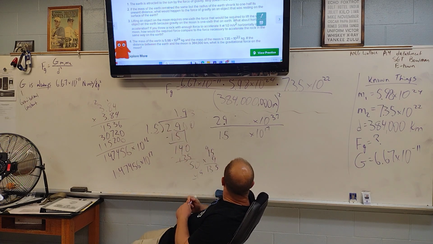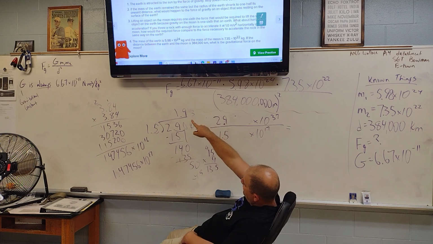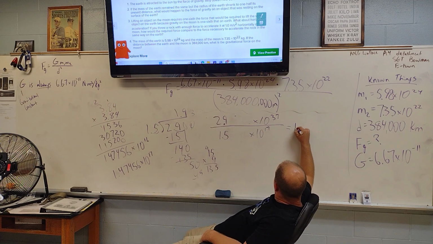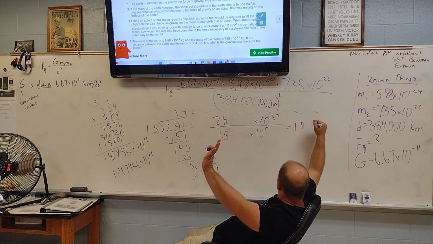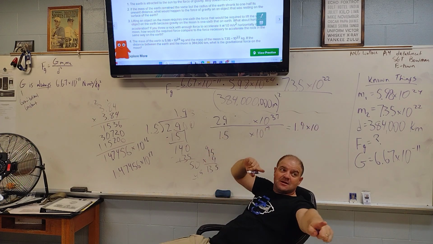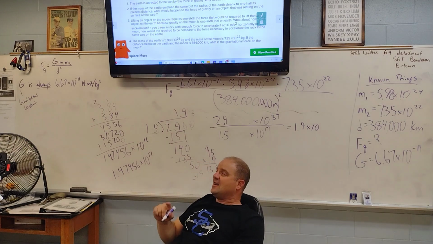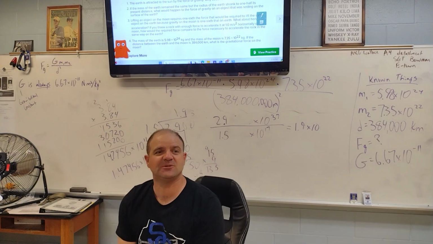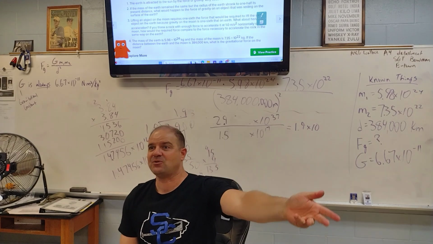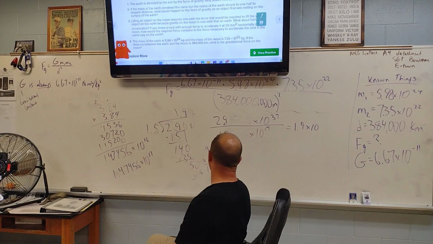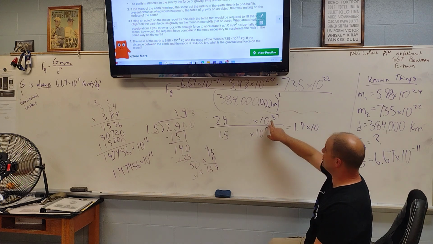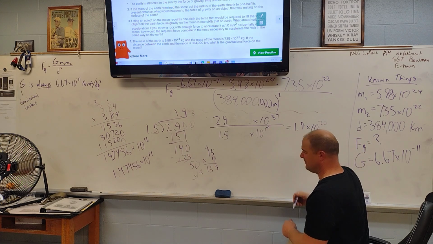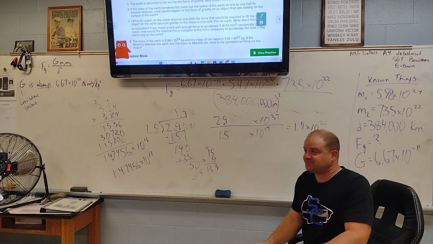Could we say our answer for the force of gravity is 1.9 times 10 to the power of something? Now we're dividing. What's the rule about dividing with exponents? What's the rule with multiplying with exponents? Add. So with division it would be subtract. Okay, so we had 37 minus 17. 20.